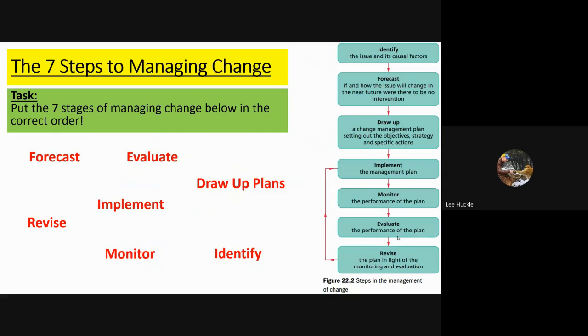Now, if as part of that monitoring and evaluation you think, right, something's not working as it should do here, you need to revise. And that's where you return to the implementation stage. So these 7 steps in the management of change in urban areas, rural areas, any project, any place are vitally important for you to know.